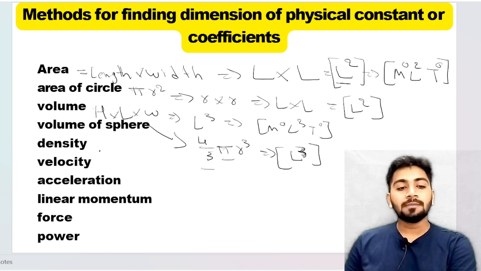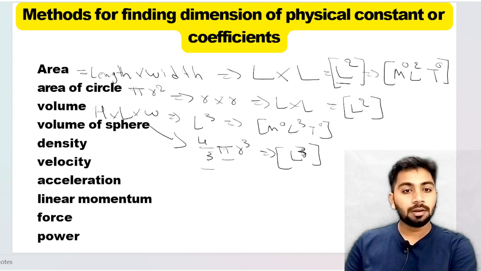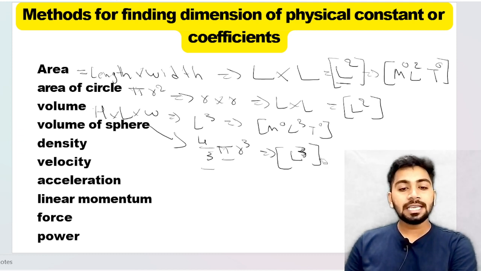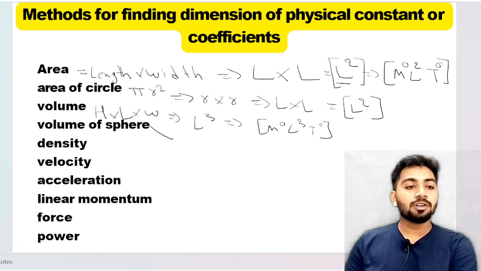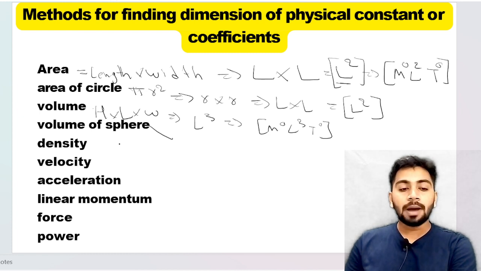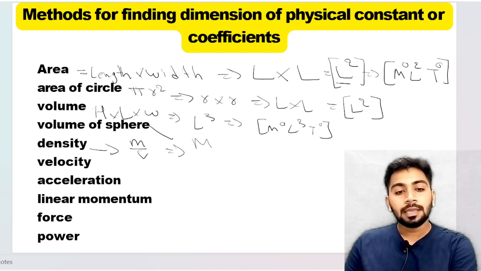Super. Now let us see what you mean by density. Density is equal to mass by volume. Mass is a physical quantity, measured in M. Volume is L cube.